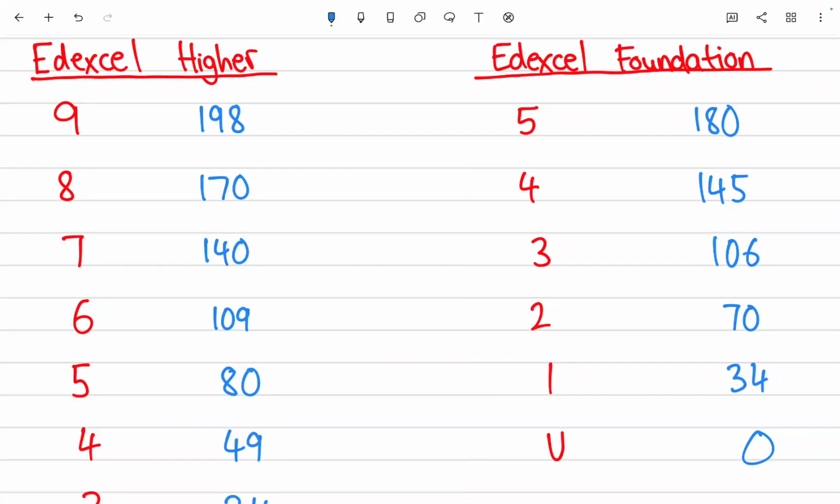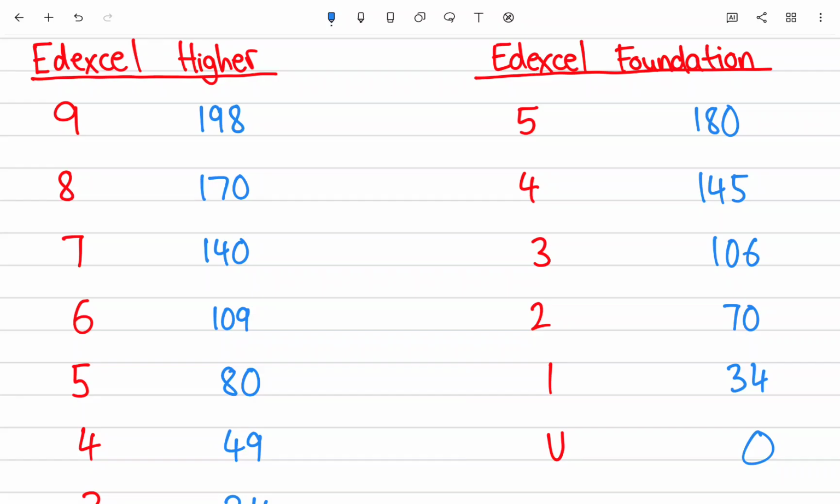Hello everyone, this is the predicted grade boundaries for the GCSEs May-June 2024 for EdExcel. So what we have in front of us is EdExcel Higher and EdExcel Foundation. And by the way, this isn't the official grade boundaries. The official grade boundaries will be released next Thursday. But in the meantime, these are some potential marks that may be awarded for specific grades.